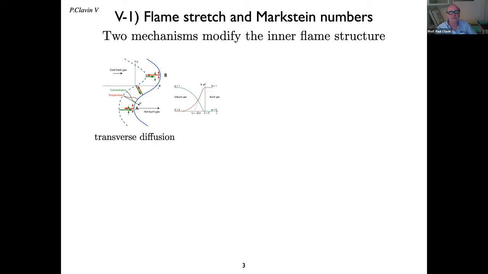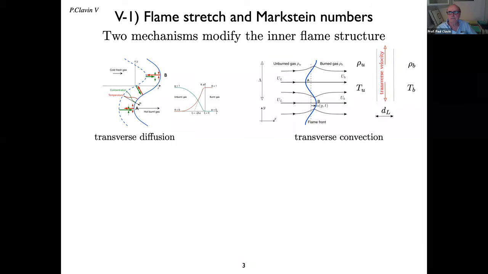One is the heat flux in the transverse direction, which is in the opposite direction of the mass flux of the limiting species, which is in the opposite transverse direction. So this is written here in a schematic way. Here you have this transverse direction that is going to disturb the analysis that I sketched at the end of the first lecture.